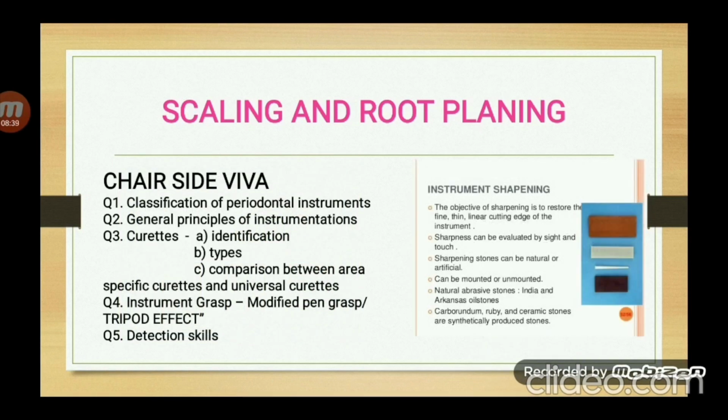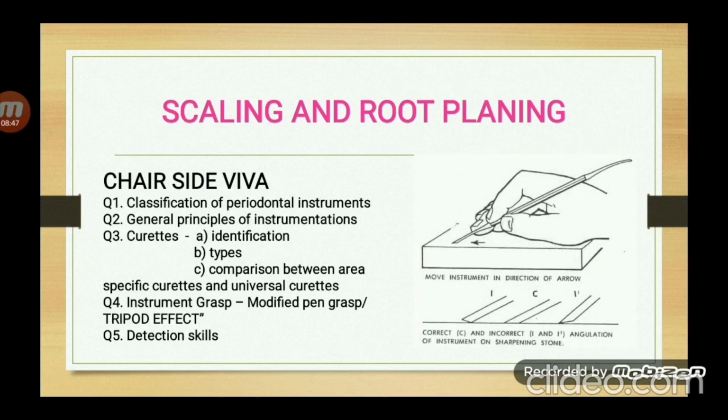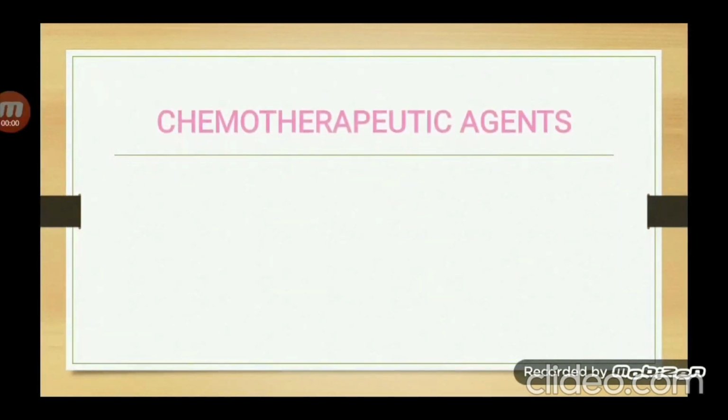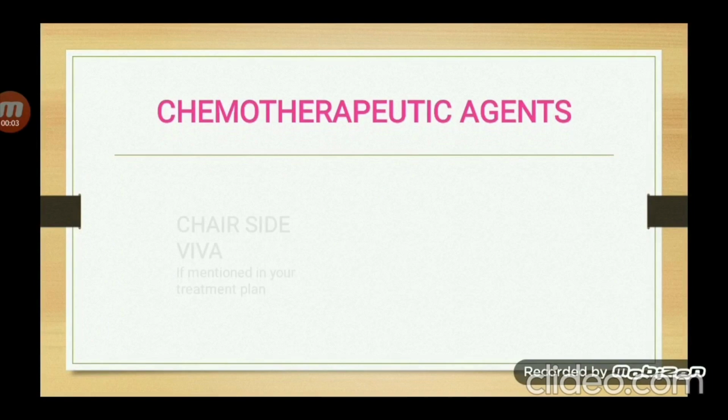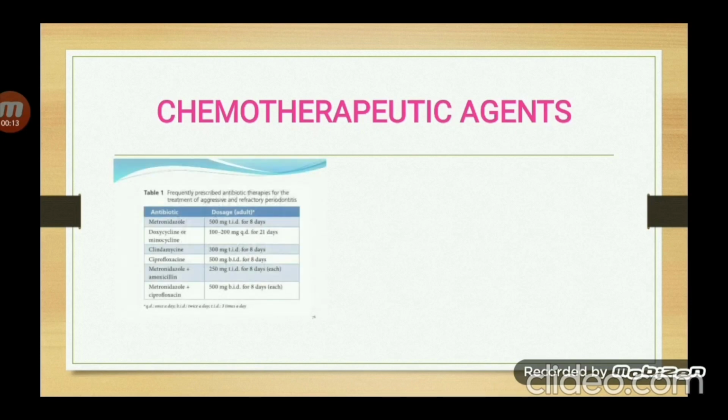Then in the Grand Viva, they might ask you about instrument sharpening. This is also a SAQ question. You should know how not to and how to, and what are the materials used for that. So the next topic is chemotherapeutic agents. In chairside viva, they'll ask you only if you've mentioned it in your treatment plan. And these are the prescribed dosages which you should mention.